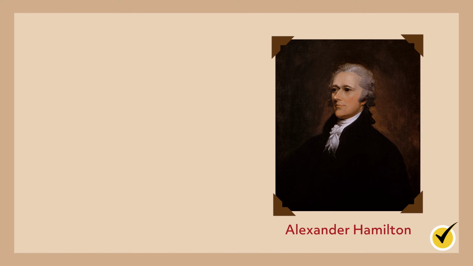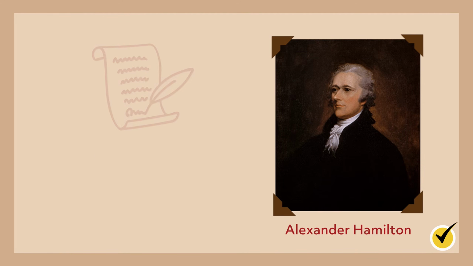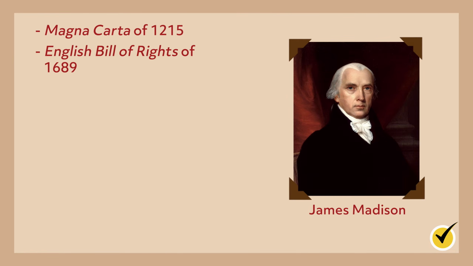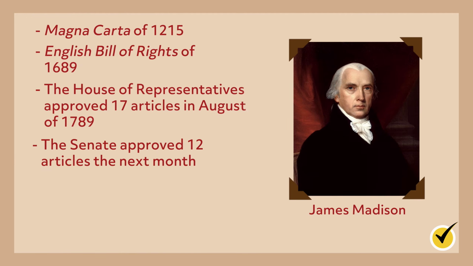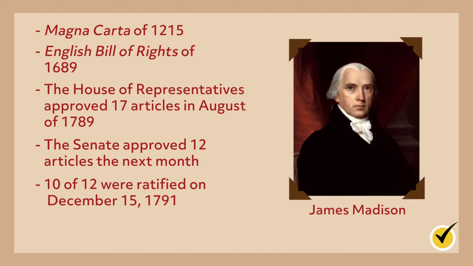But despite Hamilton's fears, a Bill of Rights was added onto the Constitution in the form of the first 10 amendments. James Madison originally drafted a number of amendments to the Constitution. He was influenced by existing state constitutions, the Magna Carta of 1215 and the English Bill of Rights of 1689. The House of Representatives approved 17 articles in August of 1789, and the Senate approved a slightly different list of 12 the next month. The House then agreed upon that list, and 12 amendments were put before the states to ratify. They ratified 10 of the 12 on December 15, 1791.